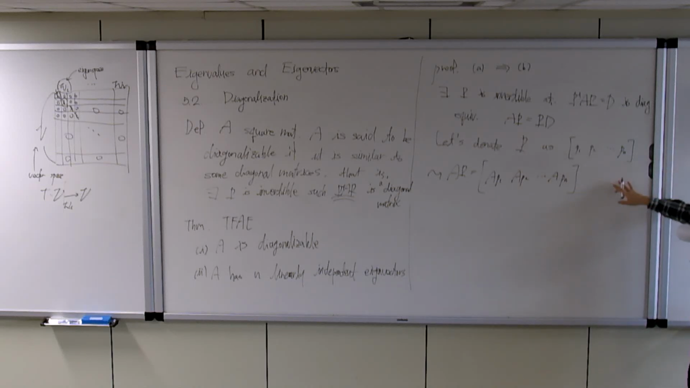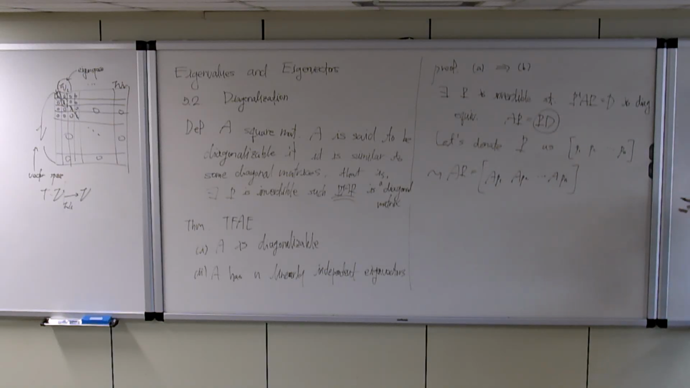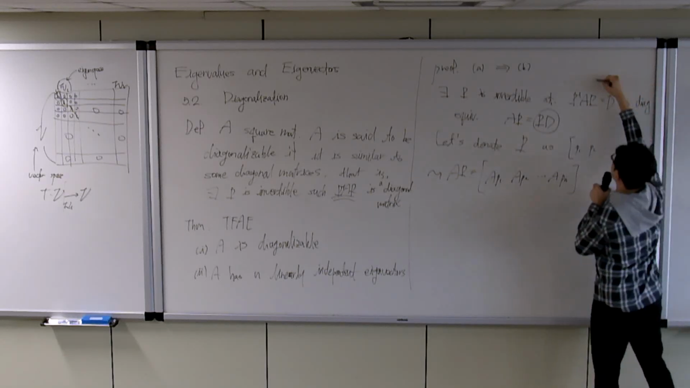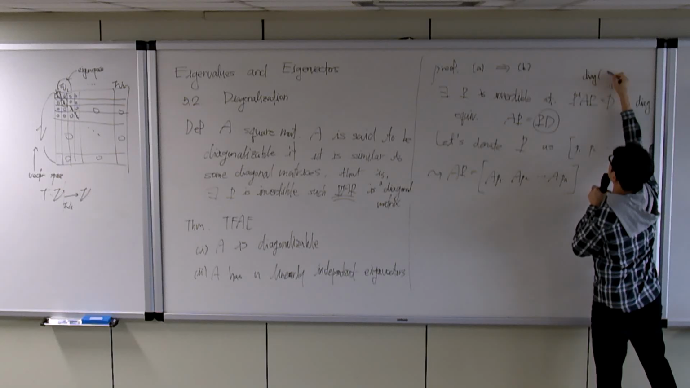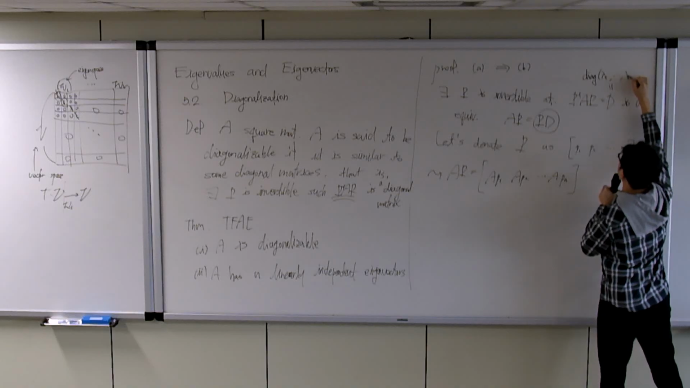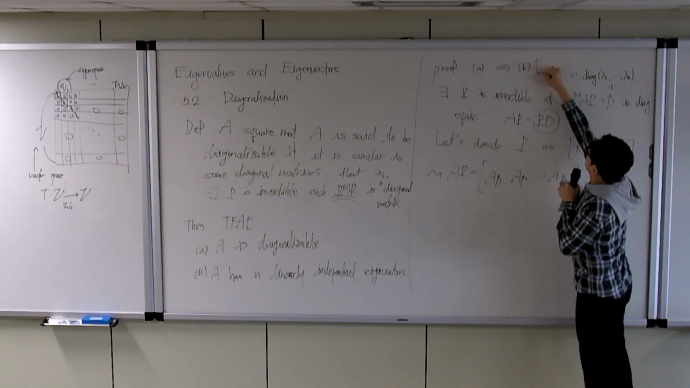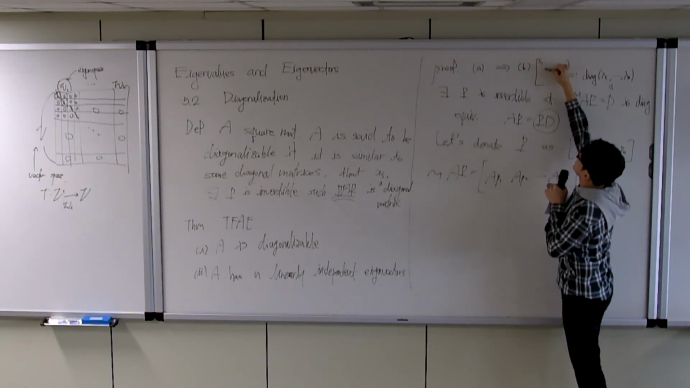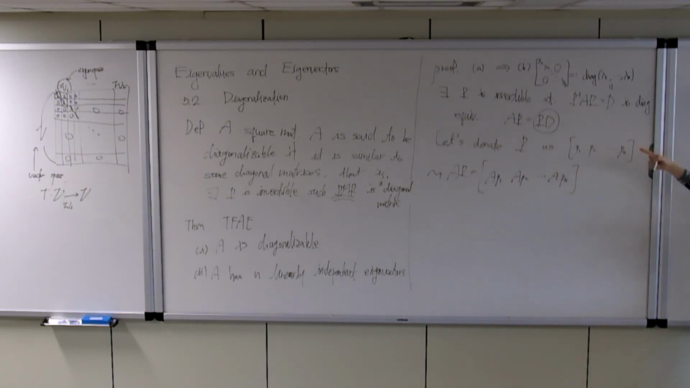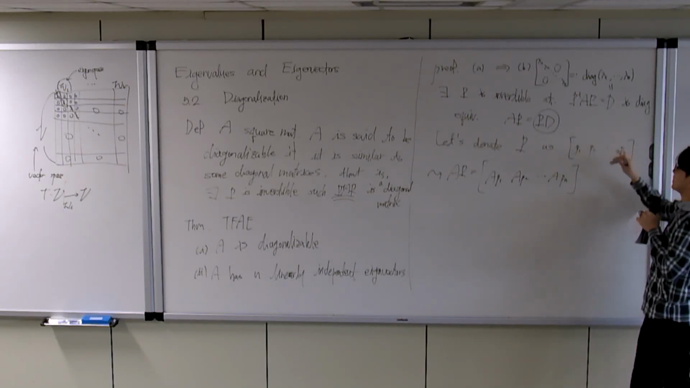So that is one direction, and now you consider from B to A. The statement B was that A has n linearly independent eigenvectors. If you denote the independent vectors as P1, P2, Pn, then since the n column vectors are all linearly independent, you can get an invertible matrix P from here.